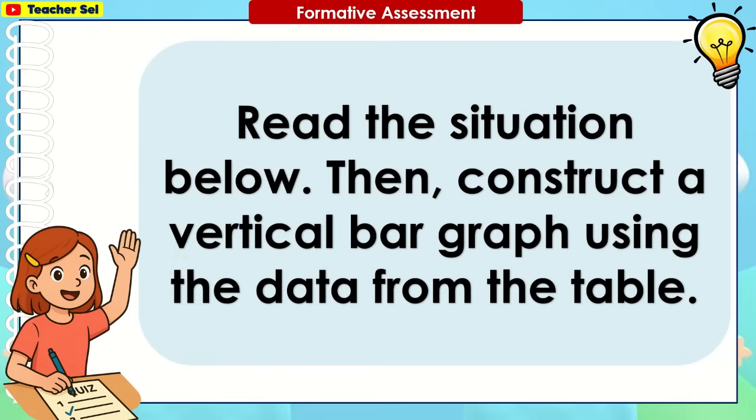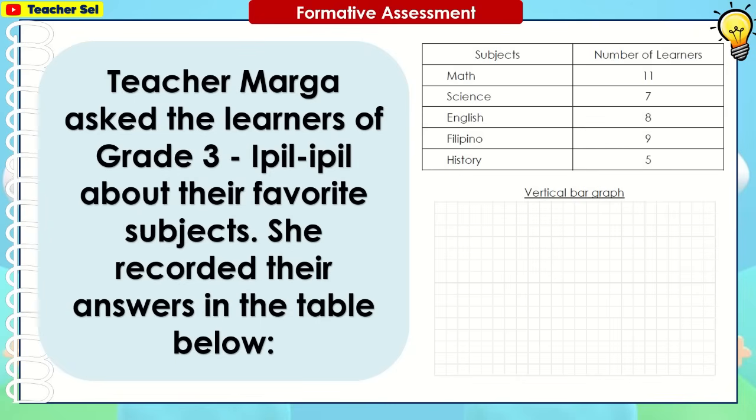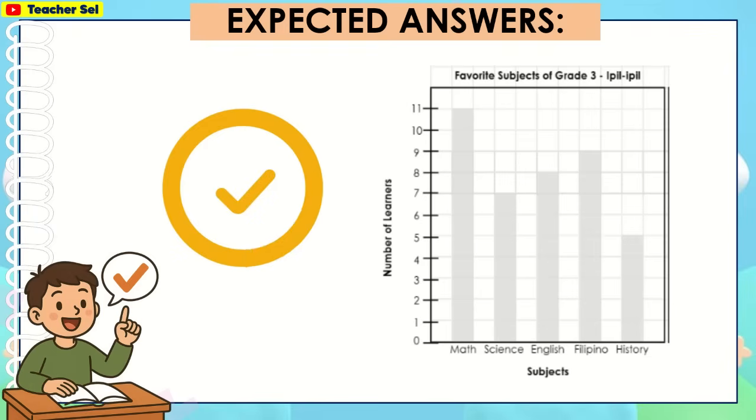Read the situation, then construct a vertical bar graph using the data from the table. Teacher Marga asked the learners of Grade 3 Ipil-Ipil about their favorite subjects. She recorded their answers in the table. For subjects, Math, number of learners 11, Science 7, English 8, Filipino 9, History 5. Here is the expected answer.